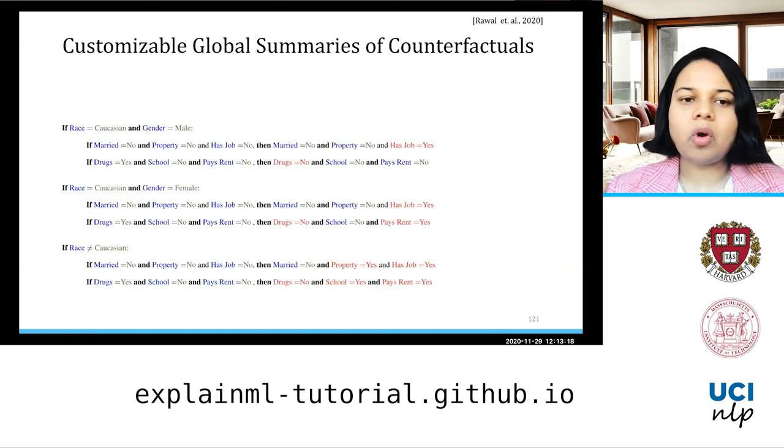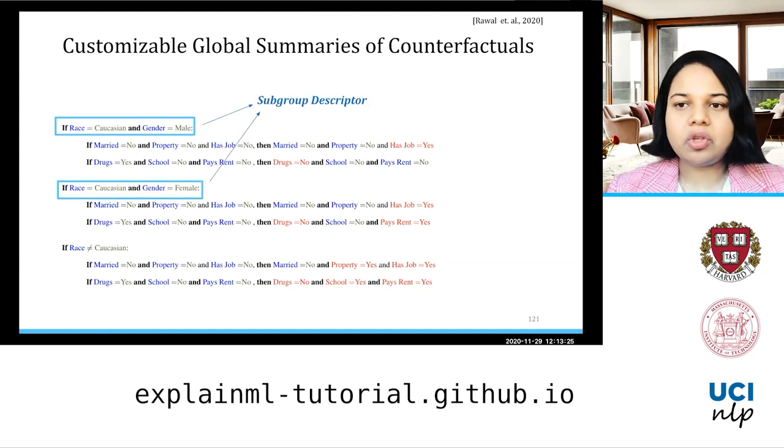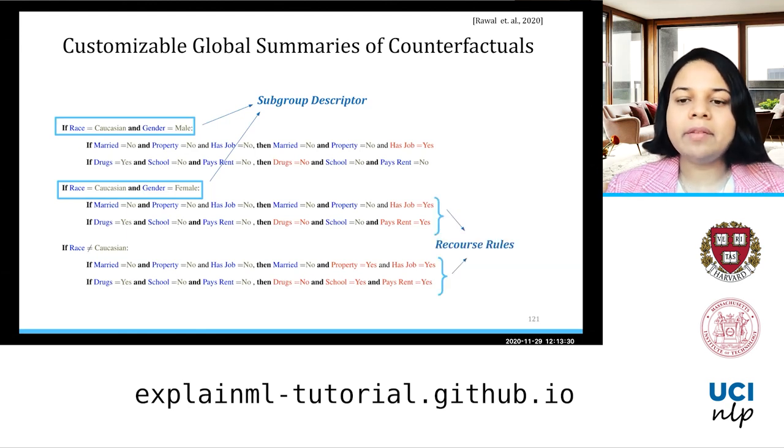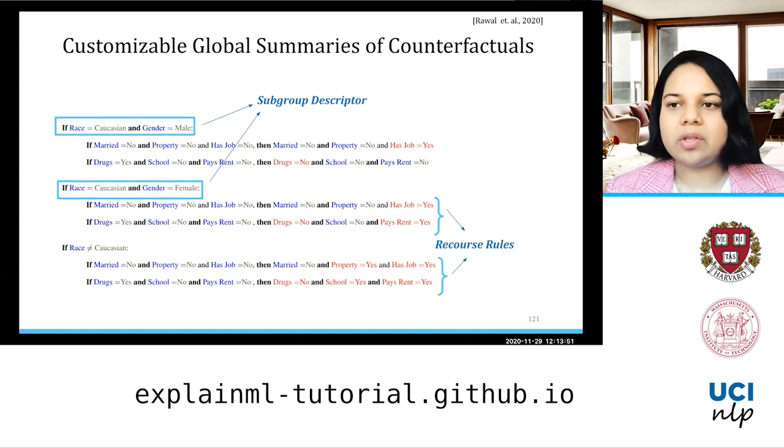And these global summaries can look something like this. If we blow this up, what we see here is again a two-level decision set where the outer if-then rules correspond to descriptions of subgroups and the inner if-then rules correspond to the recourse rules. If we notice closely, the outer if-then rules are customized to the features of interest to the decision maker or the authority. Now, when we look at this global summary, it provides us a clear view of how recourses are being prescribed to different racial and gender subgroups.